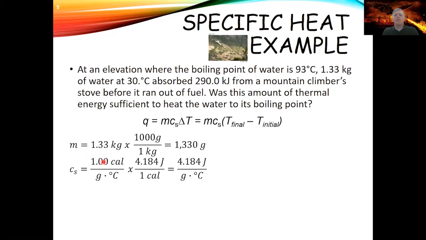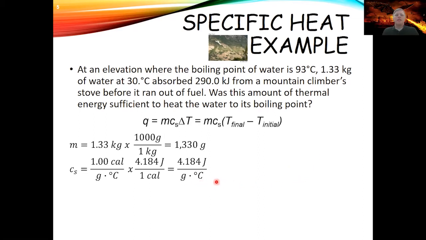So if I know my heat capacity is 1, I can look on the equation sheet to convert between calories and joules, and it might also be helpful just to know this number, 4.184. So 4.184 joules is equal to 1 lowercase calorie. And if you can just remember that number, it'll make your life a lot more streamlined. So the heat capacity of water in joules is 4.184 joules per gram degree Celsius.